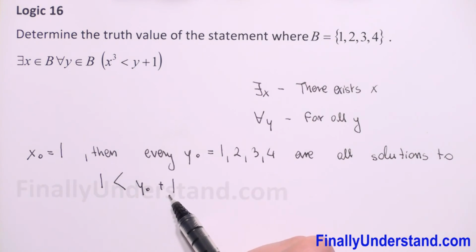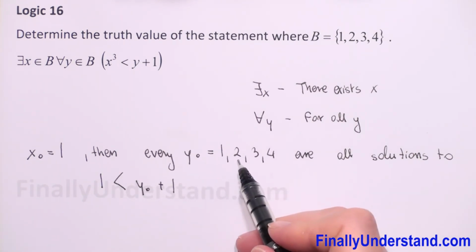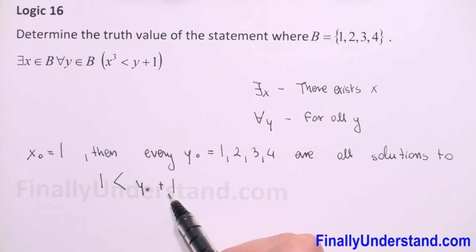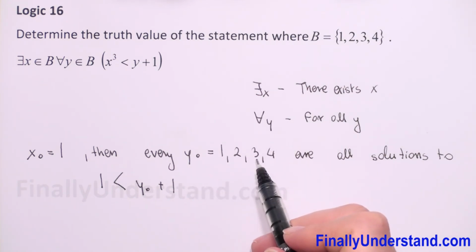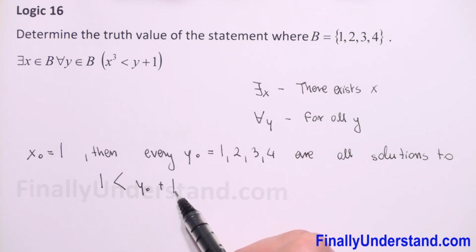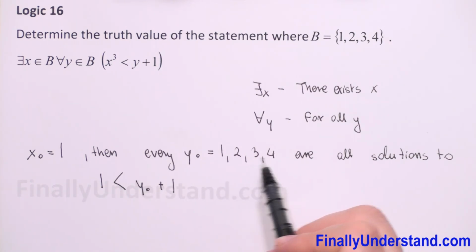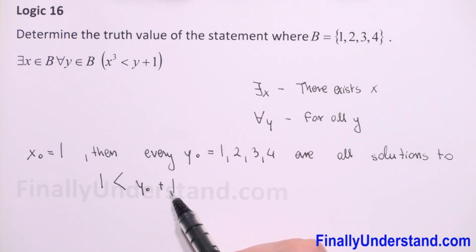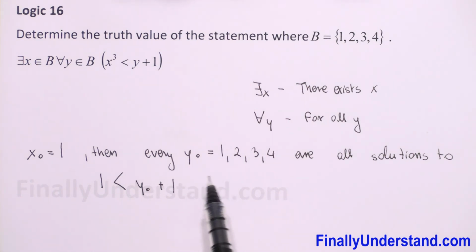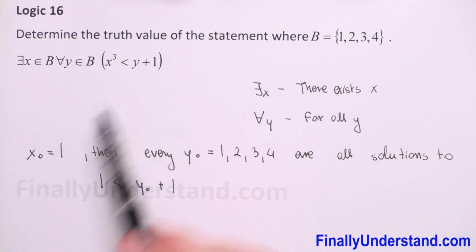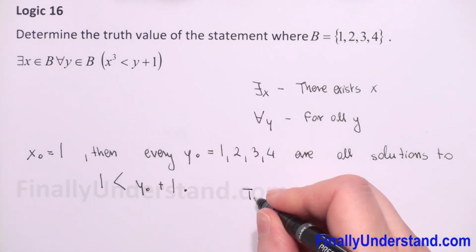and when we put Y equals 1, we will have 1 plus 1 is 2, and 1 is less than 2. When we put 2 for Y, we will have 2 plus 1 is 3, which is greater than 1. When we put 3 for Y, we will have 3 plus 1 is 4, which is greater than 1. And when we put Y equals 4, we have 4 plus 1 is 5, which is greater than 1. So for all Y, this inequality is true. So this statement is true.